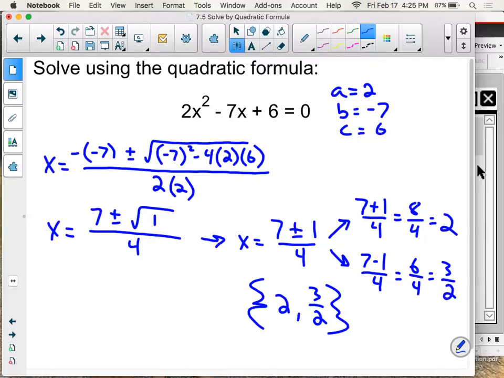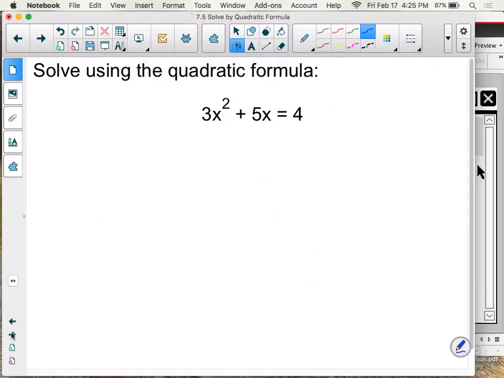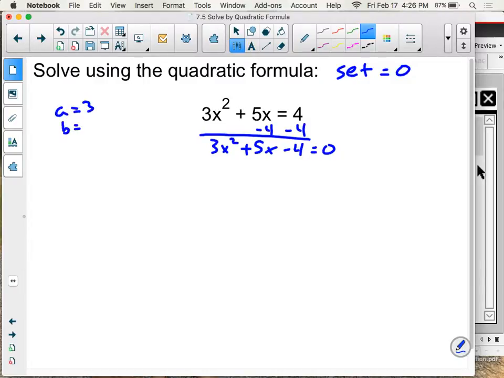So that's how we really use our quadratic formula. Let's try another one, because I'm going to make this one hard for you. So this is why it's a hard problem. It's not set equal to 0. So do you think you could set it equal to 0? That would be great. So if I subtract 4 from both sides, I'm going to get 3x squared plus 5x minus 4 equals 0. So then I know that my a value is 3, my b value is 5, and my c value is negative 4.